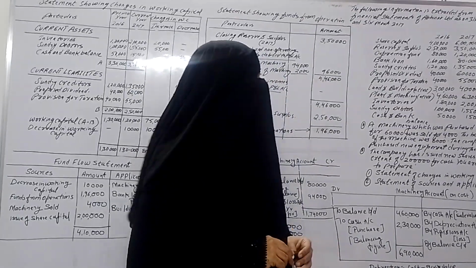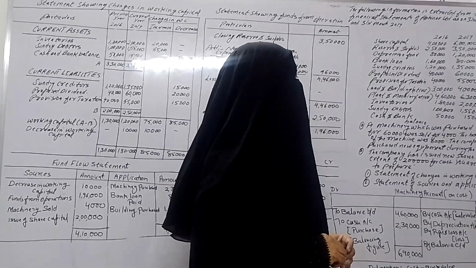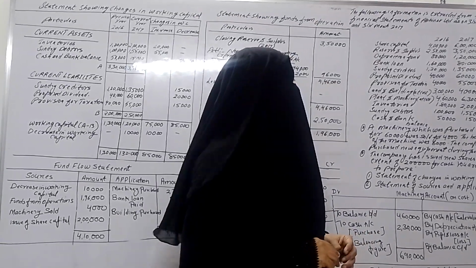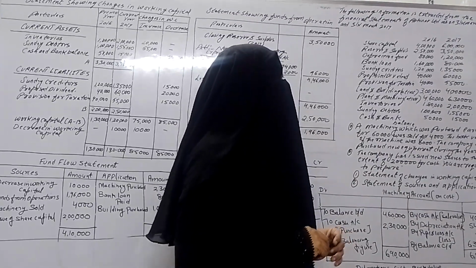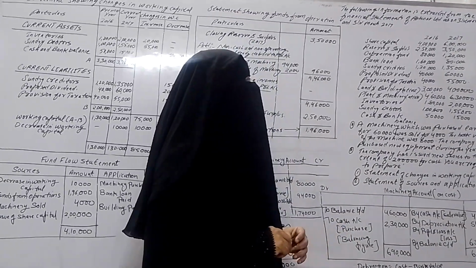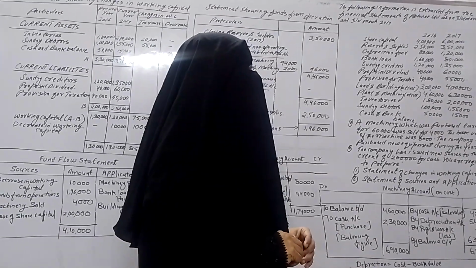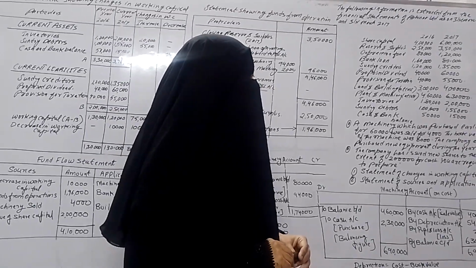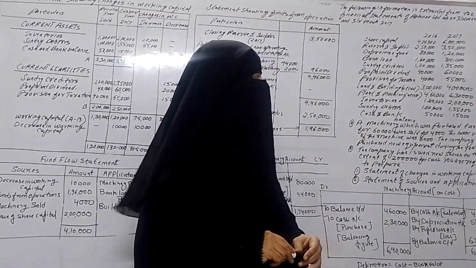lakh 35,000, proposed dividend 40,000 and 60,000, provision for taxation is 40,000 and 55,000, land and building at cost 3 lakh and 4 lakh, plant and machinery at cost 4 lakh 60 and 6 lakh 30, inventories 1 lakh 80 and 2 lakh, sundry debtors 1 lakh and 1 lakh 55,000, cash and bank balance 50,000 and 15,000.